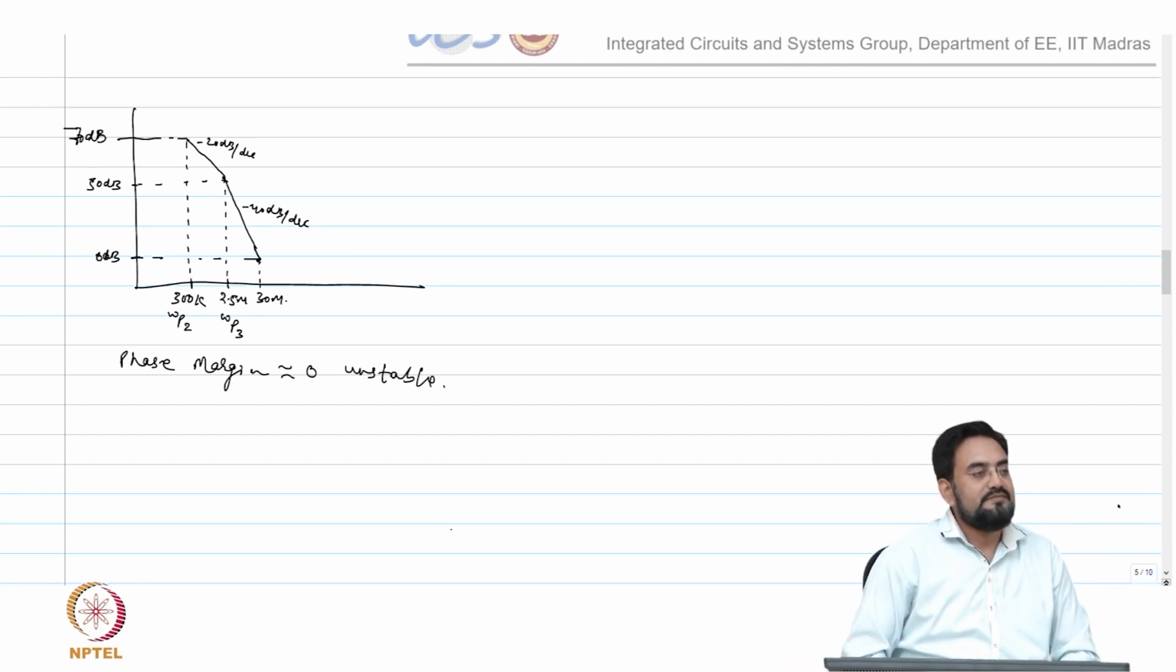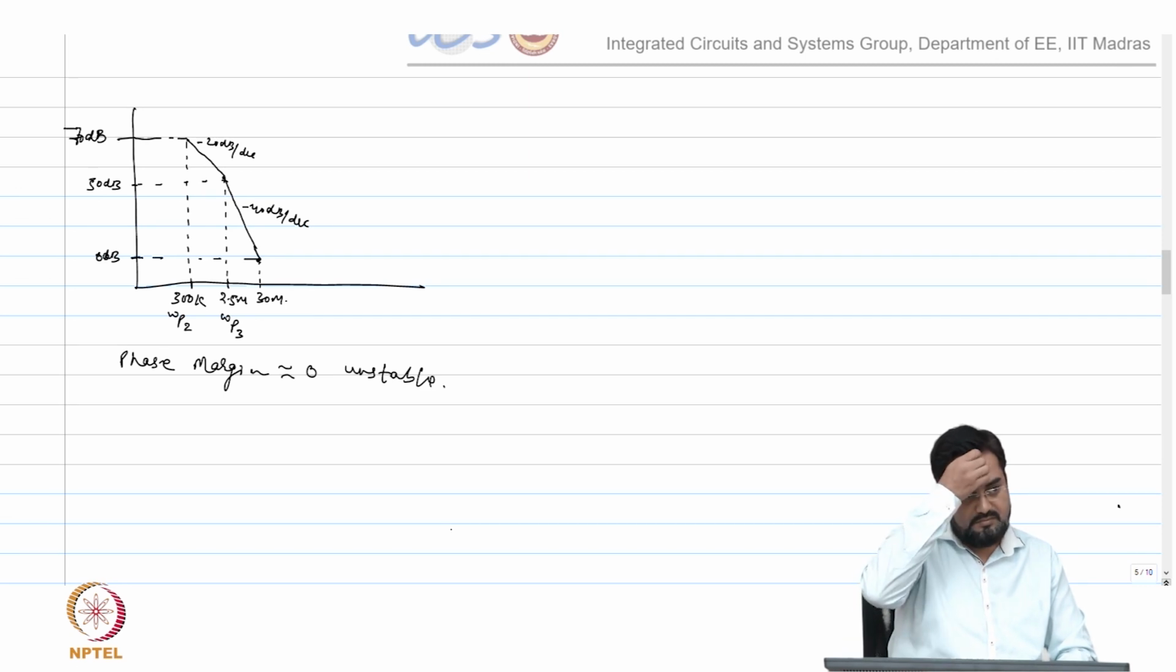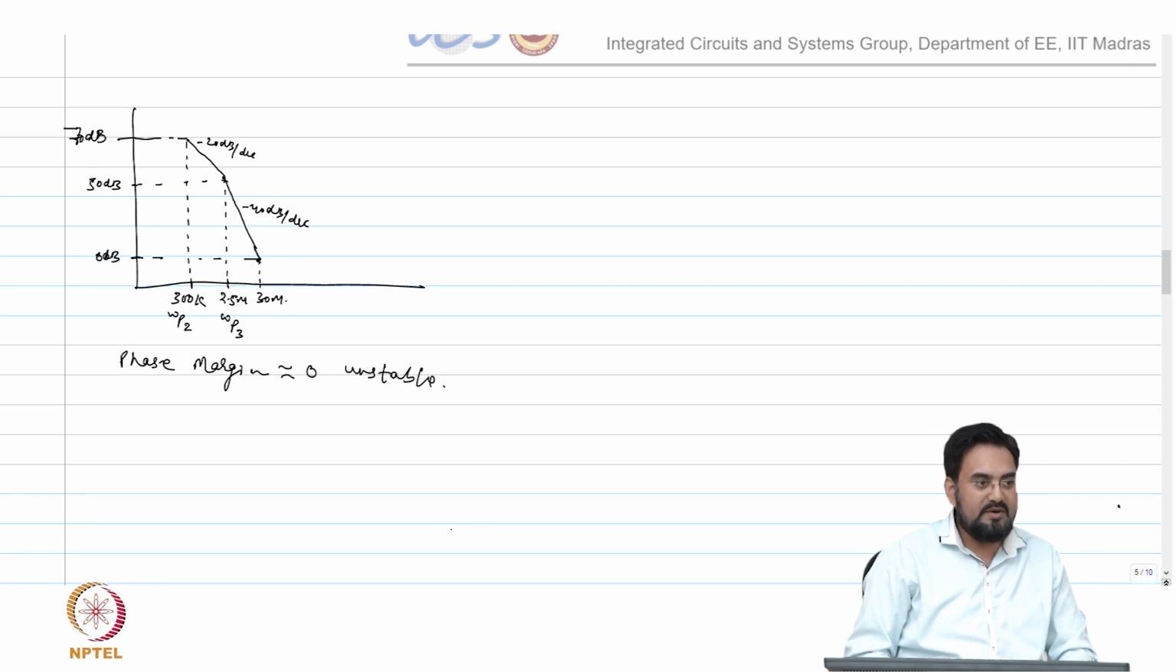So what do I do? If I have to compensate it, shall I add the capacitor at the output or at omega P2? If you're adding the capacitor at omega P2, it will push omega P2 towards the left, and omega P3 we will require very fast. Yeah, we talked about this yesterday.